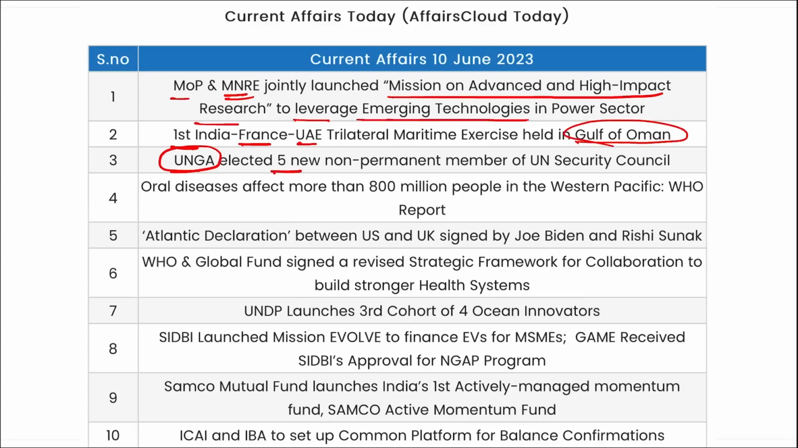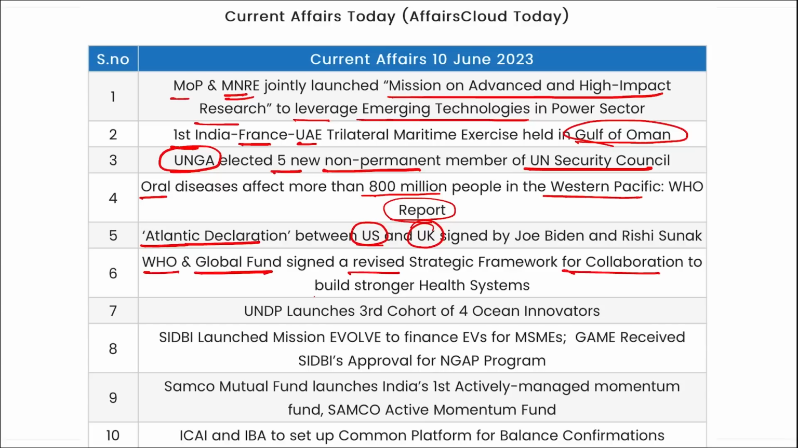UNGA elected 5 new non-permanent members of UN Security Council. Oral disease affects more than 800 million people in the Western Pacific as per WHO. Atlantic Declaration, this was an economic declaration, or economic treaty, that was signed between US and UK. WHO and Global Fund signed a revised strategic framework for collaboration to build stronger health systems.